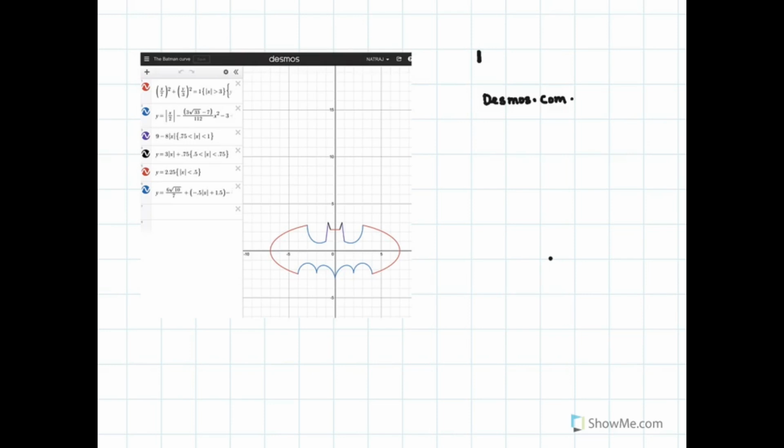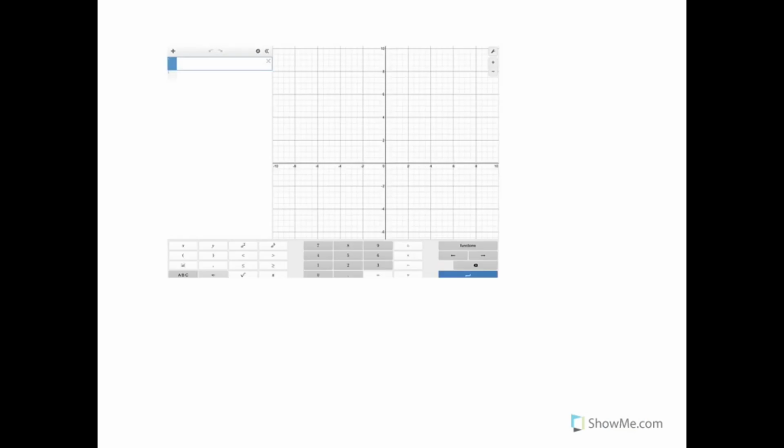On the graphing calculator, you have to plot a few curves. Once you plot these curves, y is equal to some function of x. There are 6 different functions of x which you need to plot. Once you plot these 6 functions, you will get the Batman.